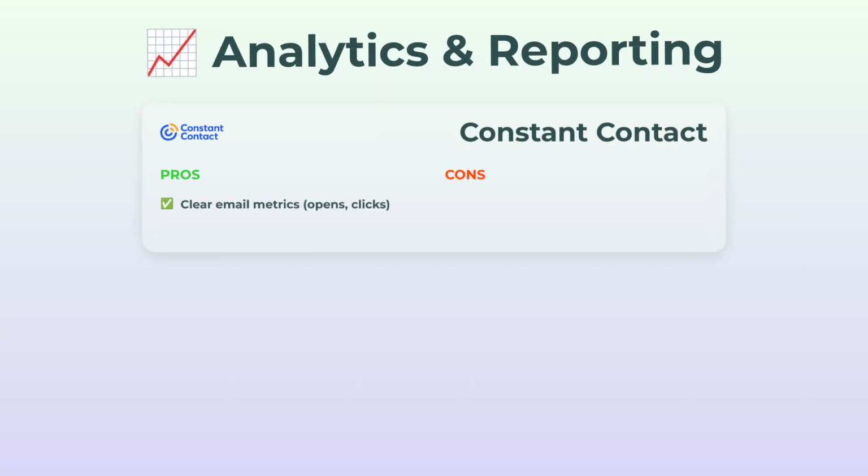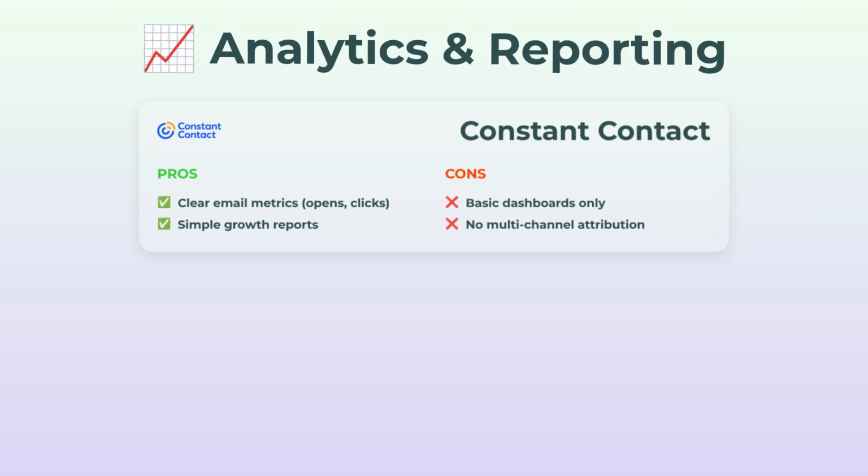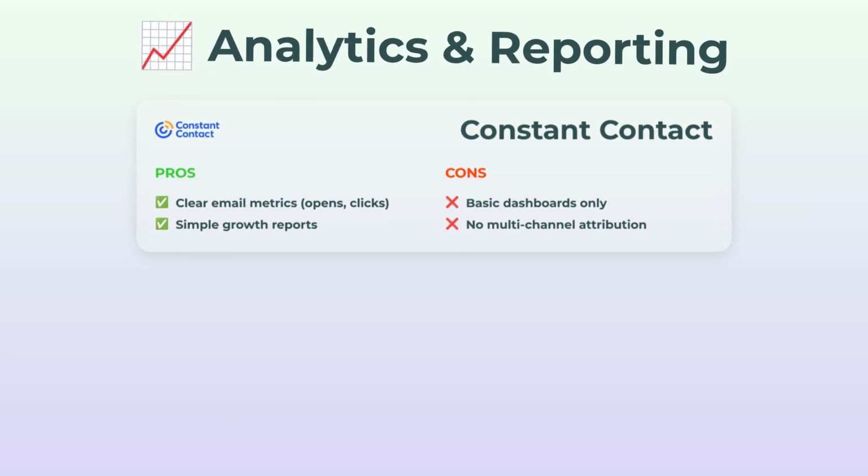How about analytics and reporting? So, Constant Contact keeps it simple. Open rates, clicks, straightforward growth numbers. If you're just trying to see what works in your inbox, it covers the basics. But yeah, the dashboards are pretty minimal. No fancy attribution between channels either.